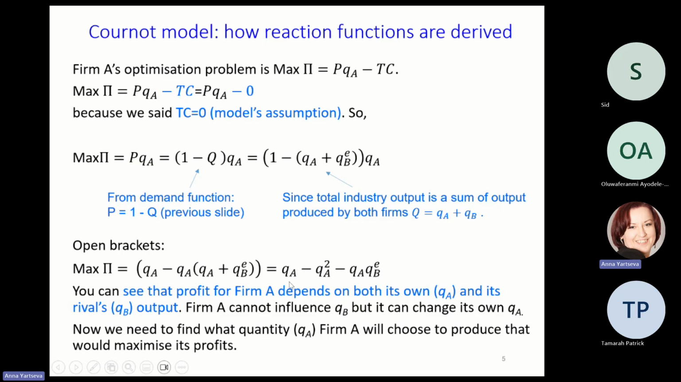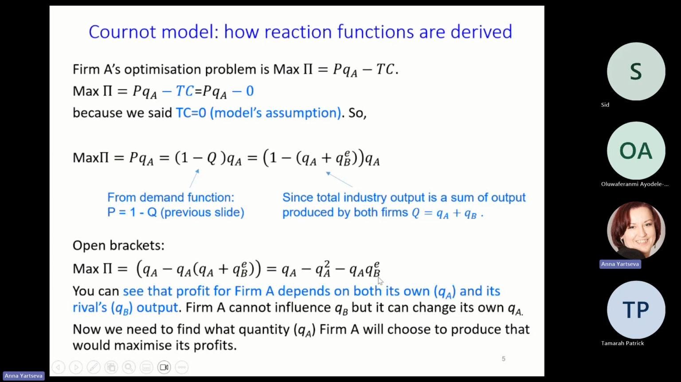And now we can see that our profit for company A, remember, this is profit for company A, it depends on our own output, right? So it depends on QA, QA squared, but it also depends on quantity produced by our rivals. So our profit depends not just on our output, but on output produced by our rivals. So this is a mathematical proof that we'll need to take our rivals' quantity into account when maximizing our profit. We don't just depend on our own actions, we depend on our rivals' actions.